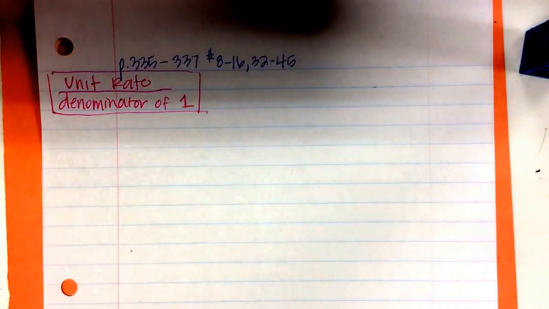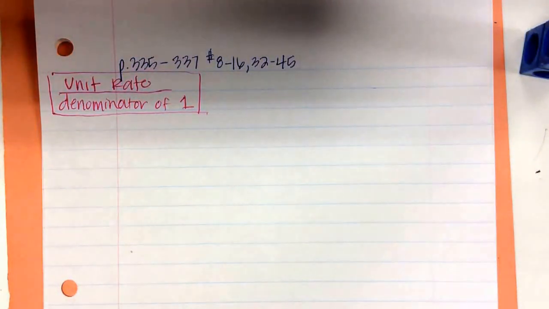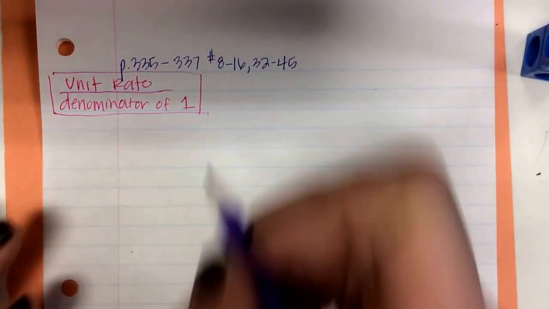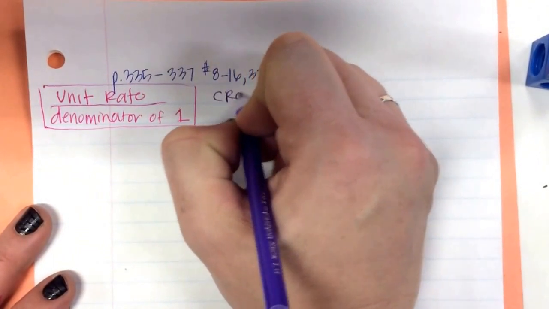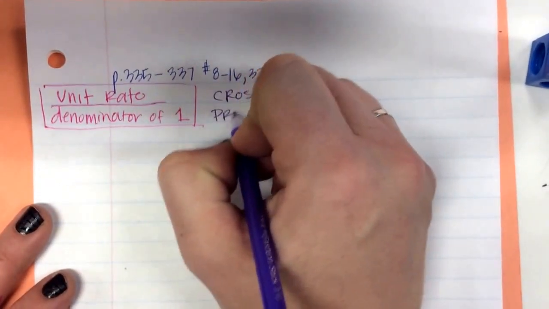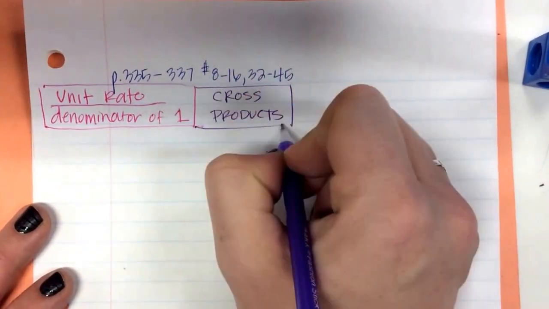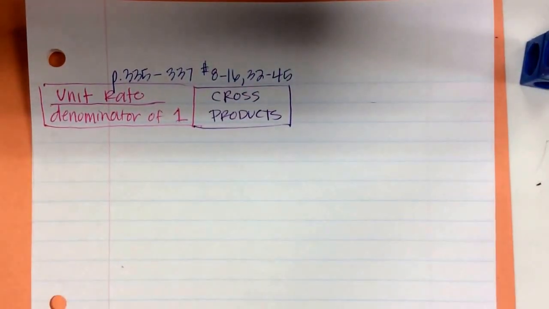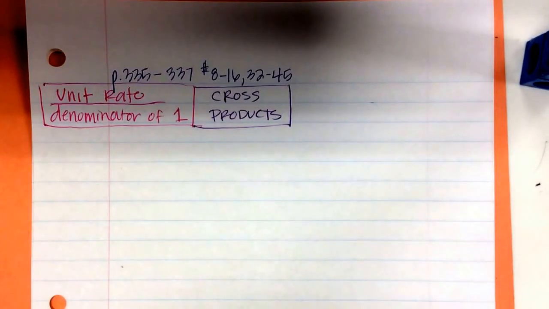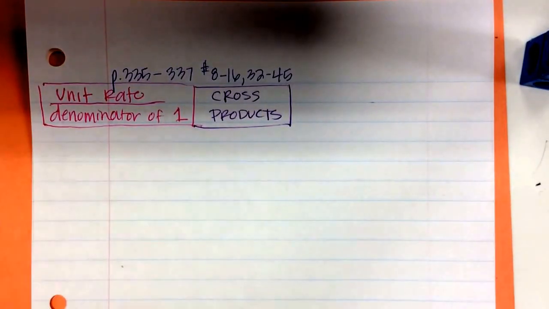To solve proportions, to do all of these problems, we use something called cross products. You multiply the diagonals. We do cross products every time.